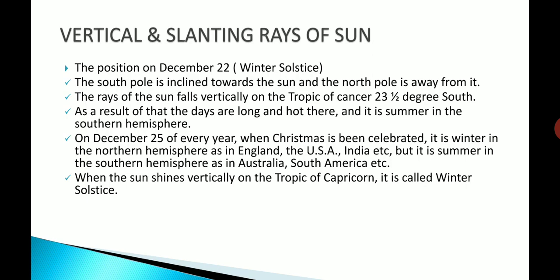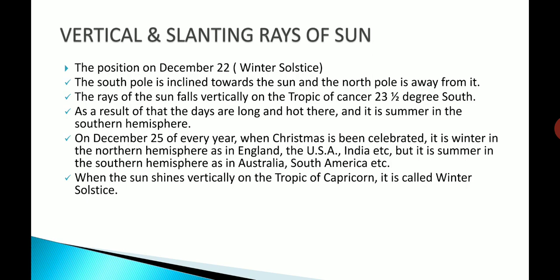Let's talk about the winter solstice. The position on December 22, winter solstice. The south pole is inclined towards the sun and the north pole is away from it. During winter season, the south pole is inclined towards the sun and the north pole is away from the sun.